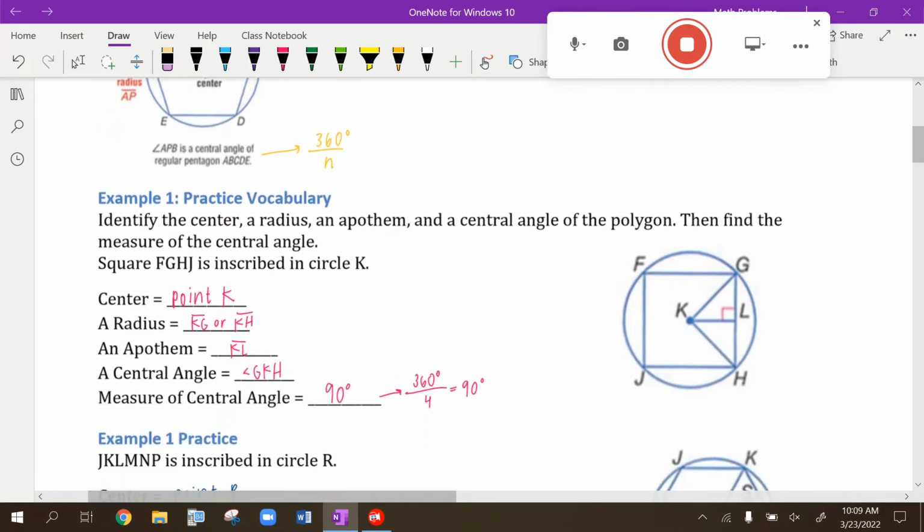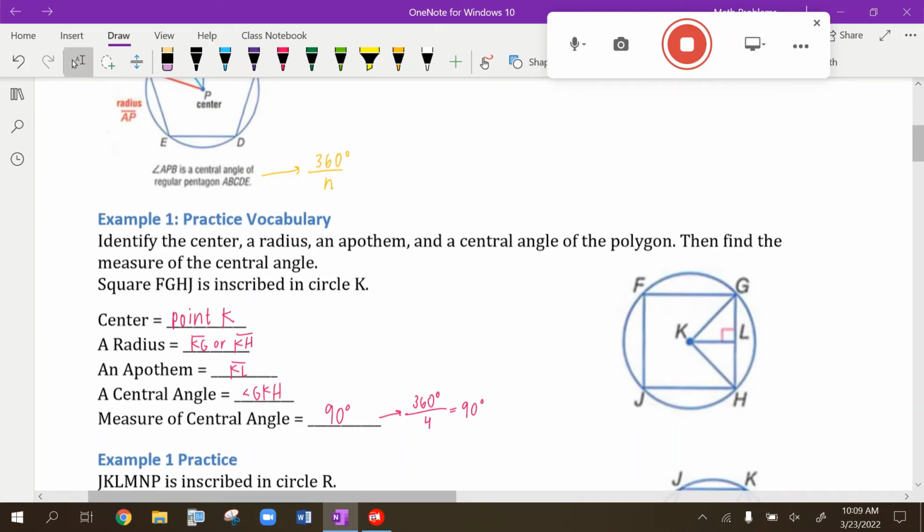Let's practice this vocabulary with another example. So we need to go through and identify each of these vocab words and then find the measure of the central angle. I already wrote them in here, but let me go over them with you. The center would be point K, since it's the center of the circle. A radius, you could either use KG or KH, since they both go from the center to a vertex. Next, for an apothem, you need to go from the center to the midpoint of one of the sides. KL is an example of an apothem. Notice it also creates a right angle with the side of the square.